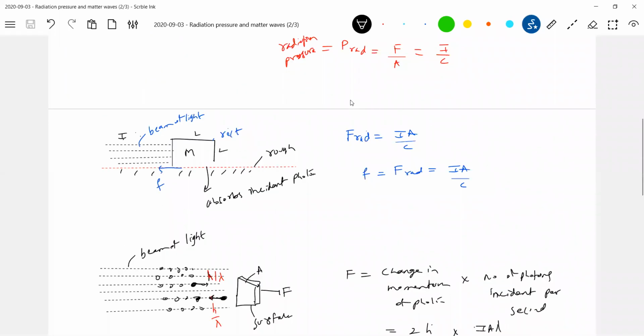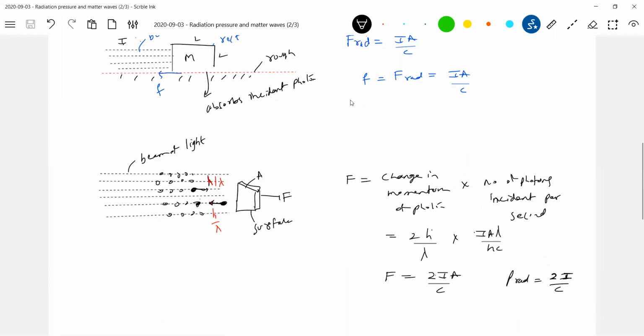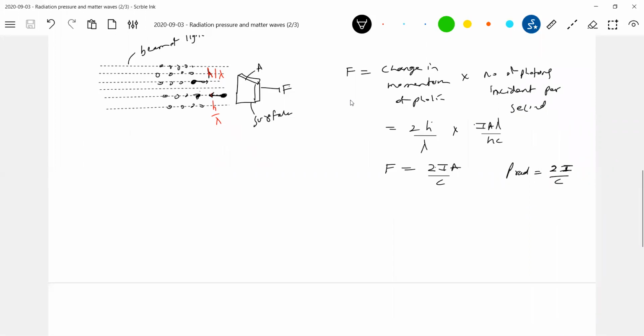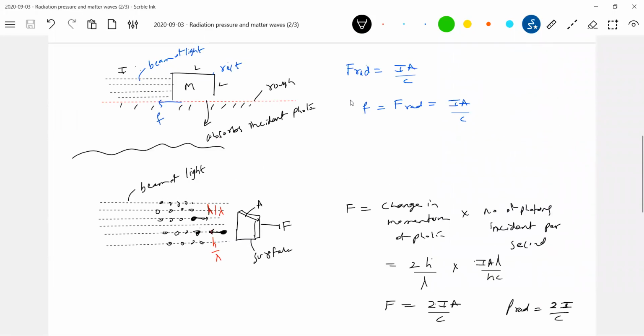Okay, this is about when incident light is absorbed or reflected. There's a pressure here now. What happens if a surface has both absorption and reflection? Because we'll never get an ideal reflector or ideal absorber. Partially it will be absorbed, partially reflected. This is a beam of light, reflected.